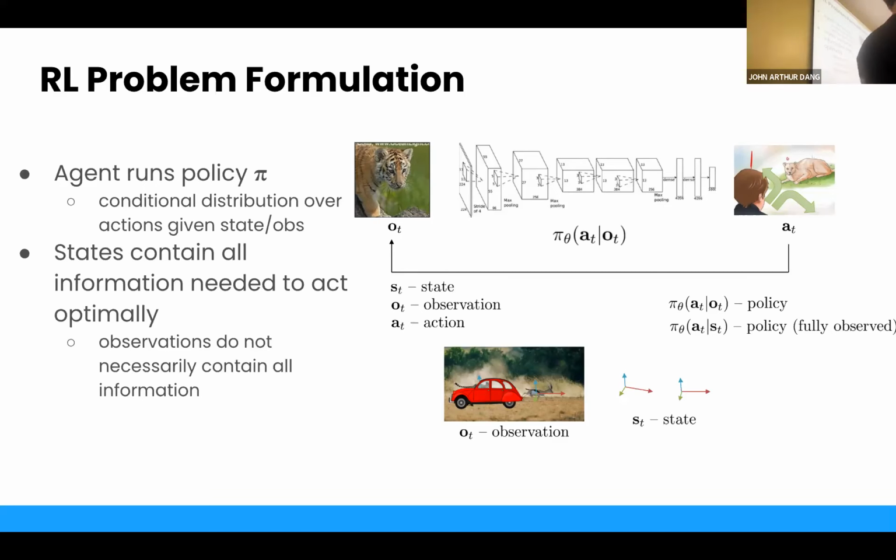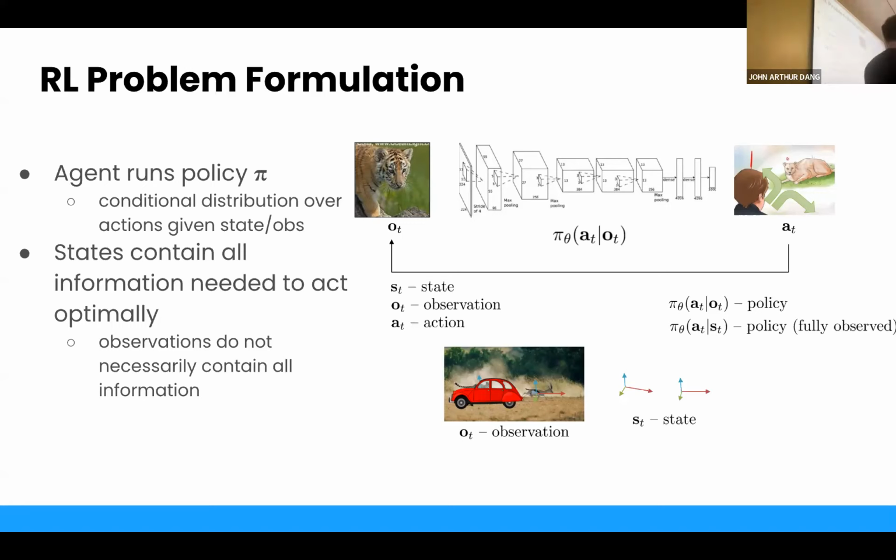So here, observations are what the agent actually sees. However, there's usually some concept of partial observability here, which means that what the agent actually sees does not contain all the information in the environment needed to act optimally. So the observation is a function of the state of the entire world.